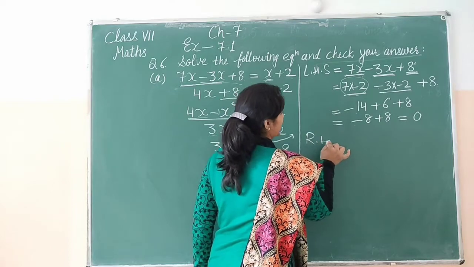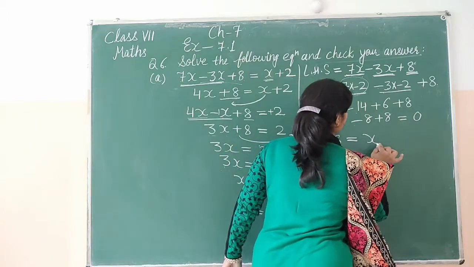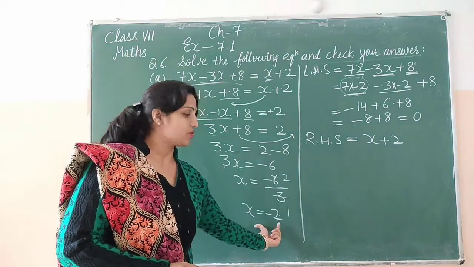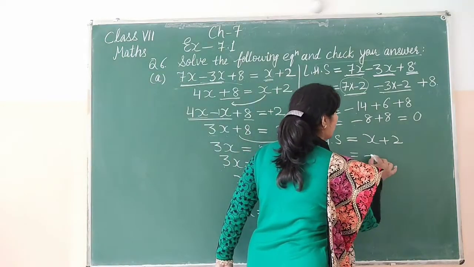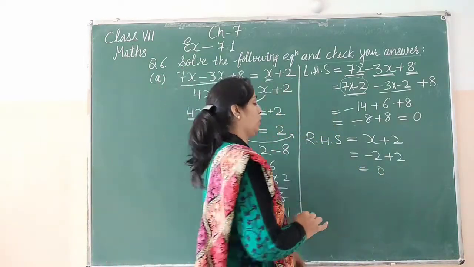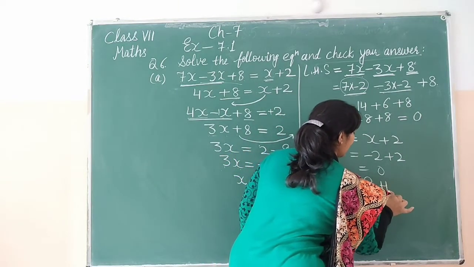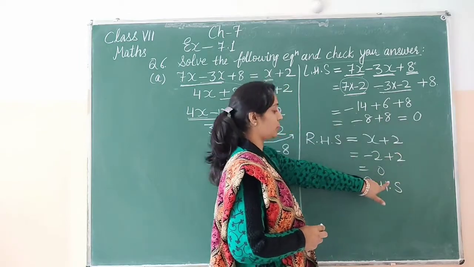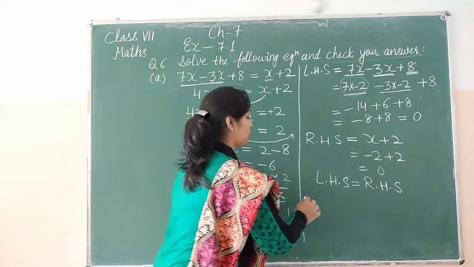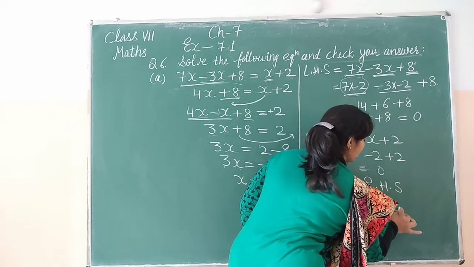Now we will write right hand side. What is right hand side? X plus 2. Now put value in place of x. What we will write? Negative 2. So negative 2 plus 2, that is also 0. Okay. So left hand side is equal to right hand side. Left hand side also 0, right hand side also 0. These are equal. So x is equal to negative 2 is solution of equation.